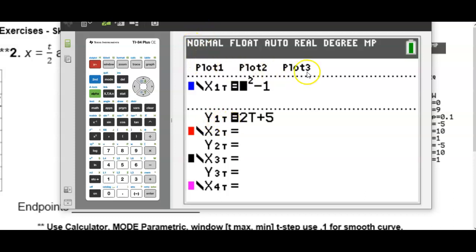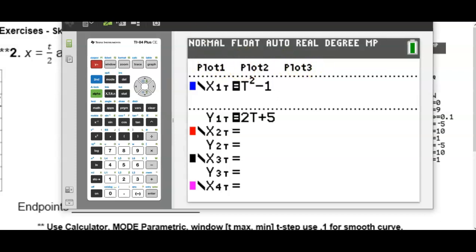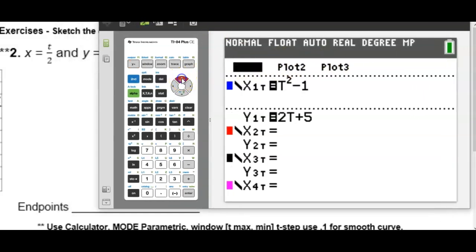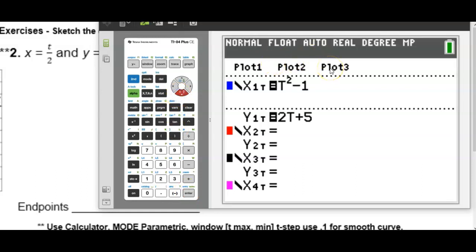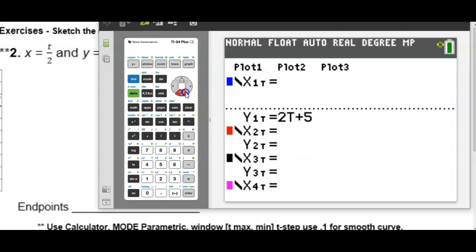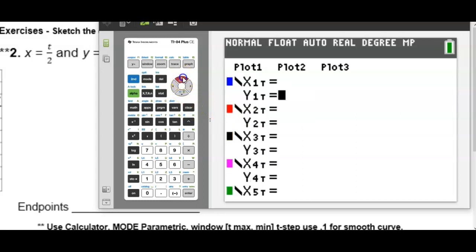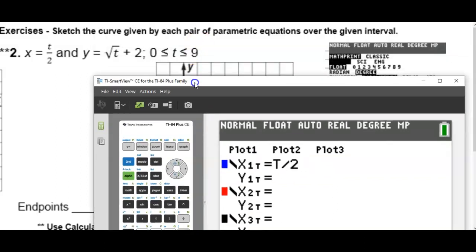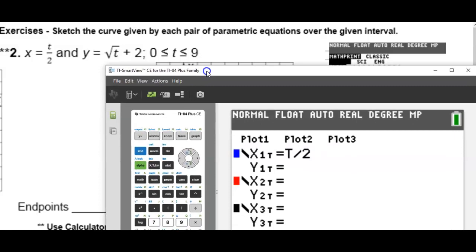And make sure none of your plots are on, because we were doing stats last. If those plots are on, it'll mess you up. So if those happen to be darkened, just go up and hit enter. Okay, if it looks like that, go up, enter, down, so none of them have black boxes around. All right, I have something in here that is for a different problem, I guess. Okay, up here, I'm going to put t divided by 2. And for y, the rule is square root of t plus 2.